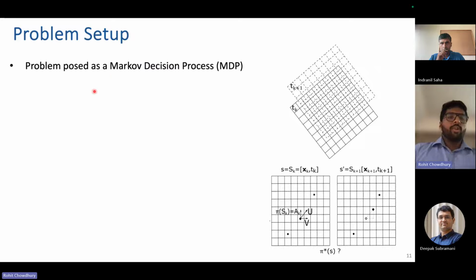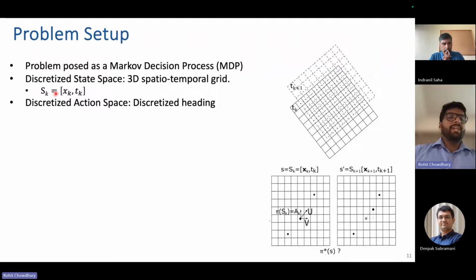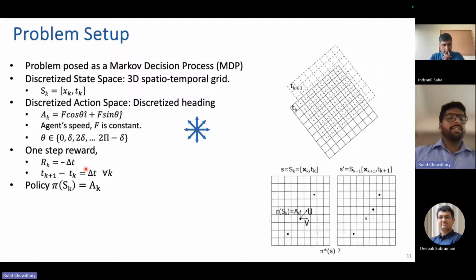Now, in order to solve this problem, we've set it up as a Markov decision process. The state space is a discretized 3D spatio-temporal grid, which looks something like this. So a state is defined by the spatial coordinate and the temporal coordinate. Then you have the action space, which is a discretized set of headings. So you have, let's say, 8 discrete headings over here for the agent, 8 different directions. And the velocity of the agent is supposed to be constant. Then the one-step reward is defined as follows: the agent is penalized with a constant negative term for every action that it takes in any state.